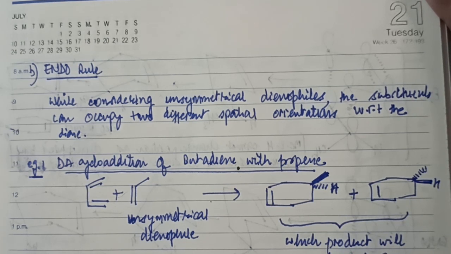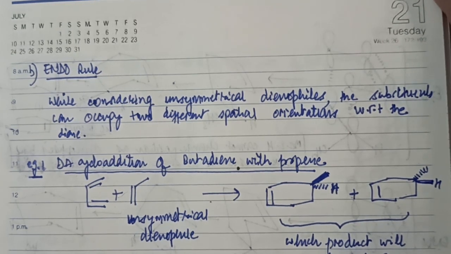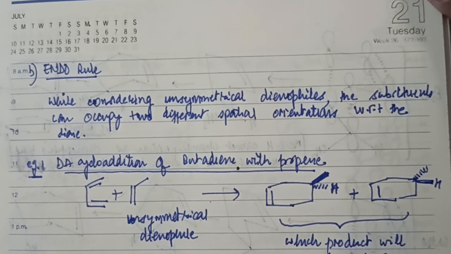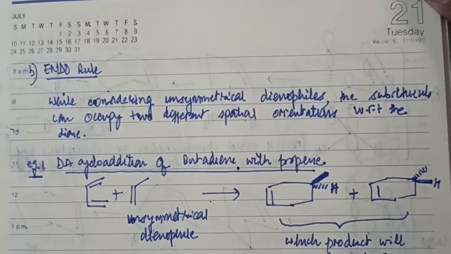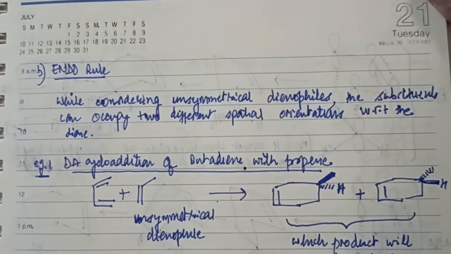So if we have an unsymmetrical dienophile, the substituents on the dienophile can occupy two different spatial orientations with respect to the diene. And once that orientation is assumed, which orientation would be more stable and which would be less stable is a matter of concern. Now let's try to explain what I've just said with the help of an example.